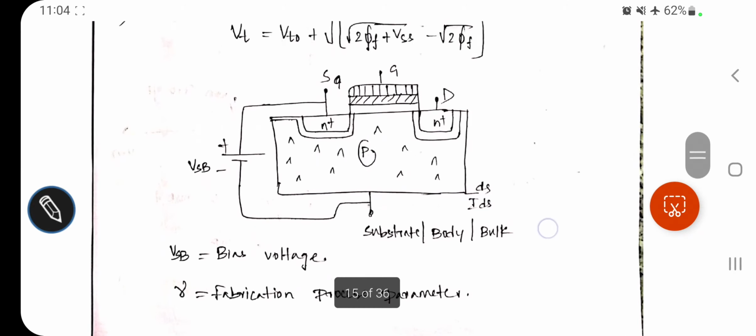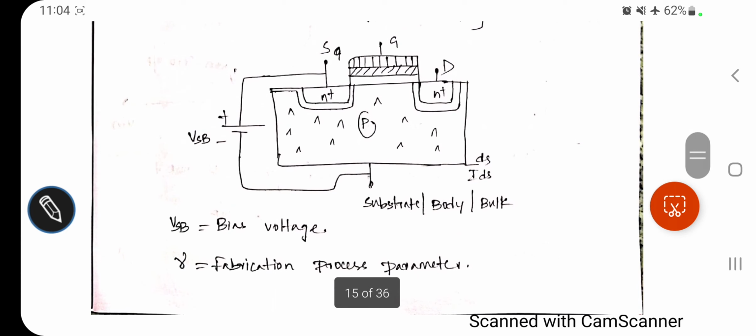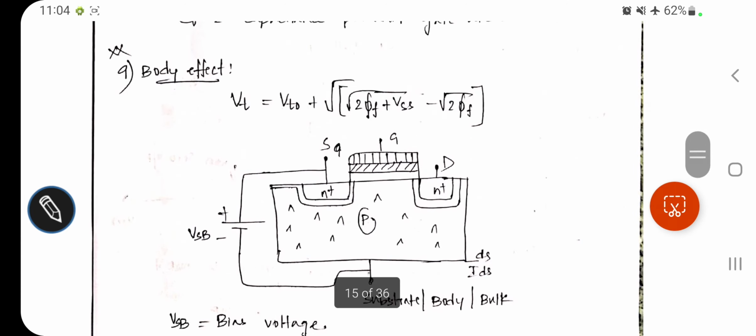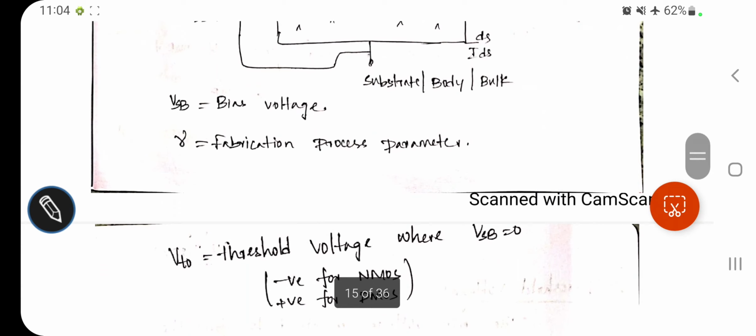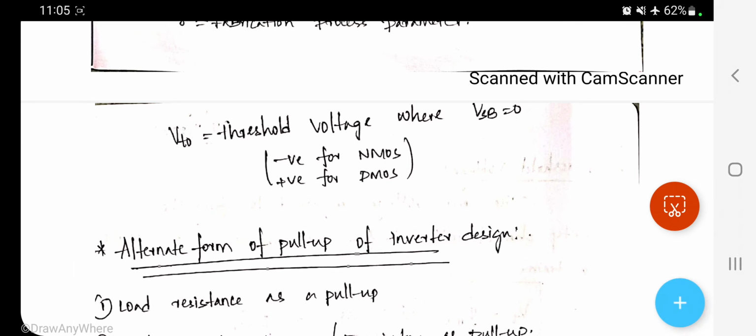No need to go in depth here on how we got this equation, only remember that equation. VSB is the bias voltage which we got here. This gamma is a fabrication process parameter. When VSB is equal to 0, threshold voltage Vt is equal to Vt0. Now for NMOS transistor, this threshold voltage is going to be positive, and for PMOS transistor this threshold voltage is going to be negative. PMOS operation I'll also explain here.